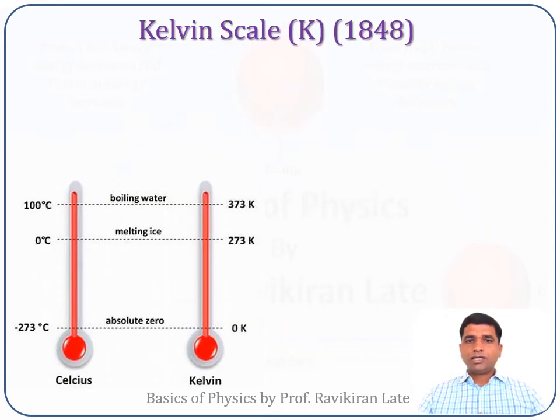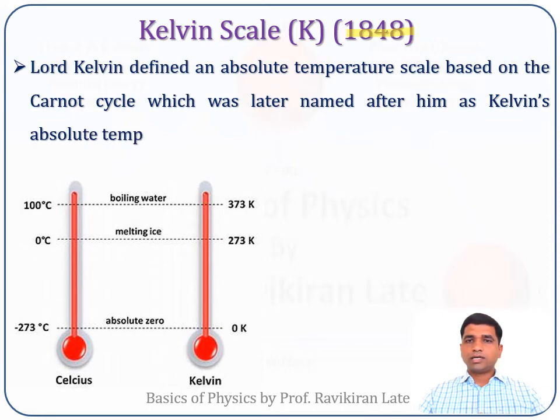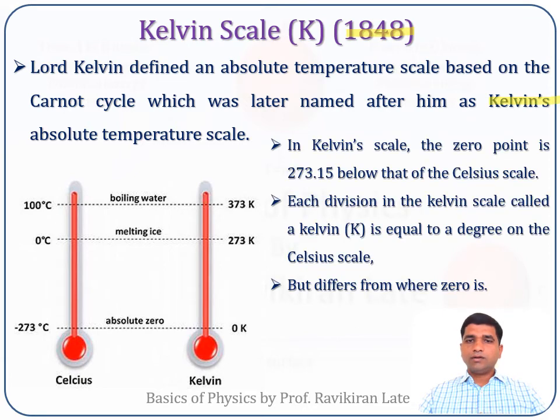Now we will go ahead with the next temperature scale that was proposed by Lord Kelvin in the year 1848. So what is this Kelvin scale? We will look into that now. Lord Kelvin defined an absolute temperature scale based on the Carnot cycle, which was later named after him as the Kelvin absolute temperature scale. In the Kelvin scale, the 0 point is minus 273.15 below that of the Celsius scale, in which the 0 point is 0 degree Celsius.